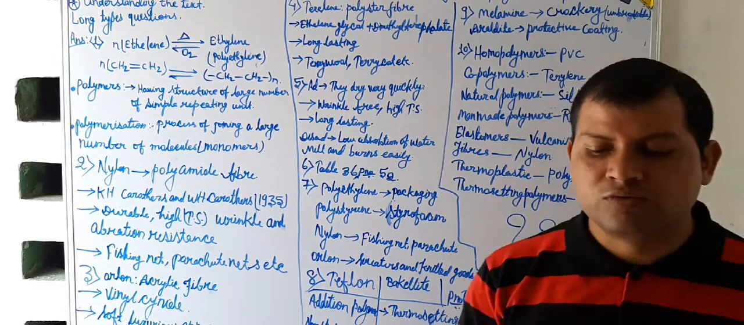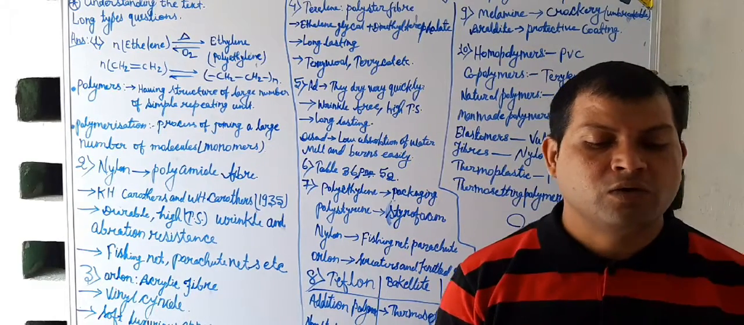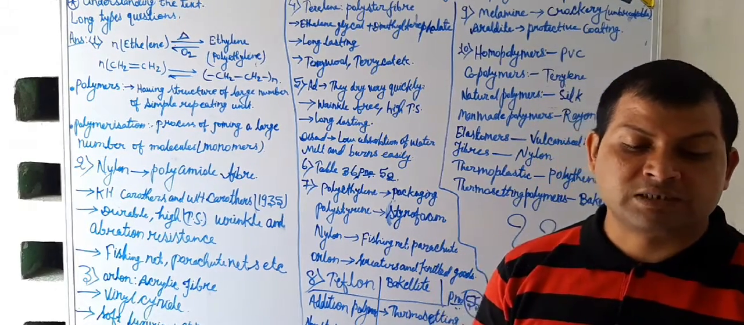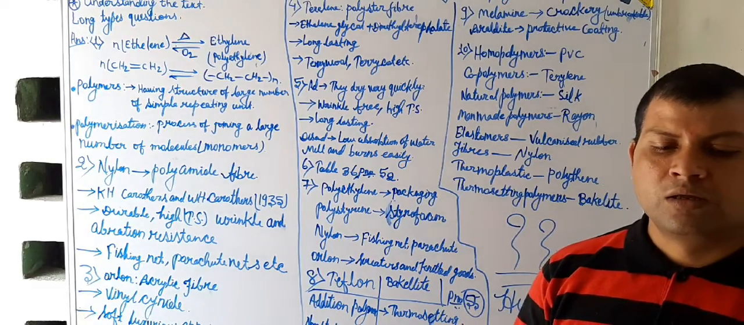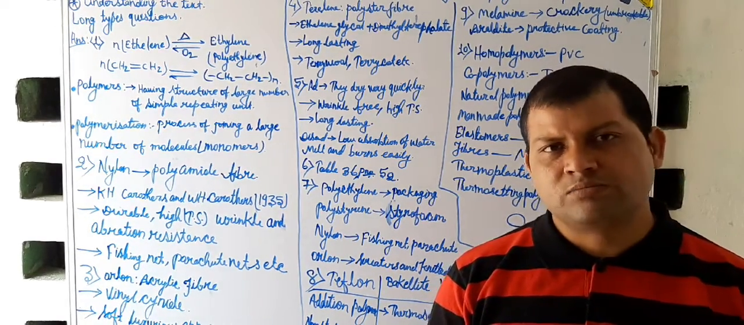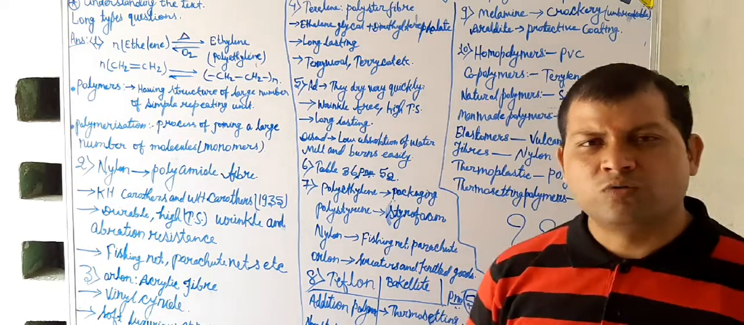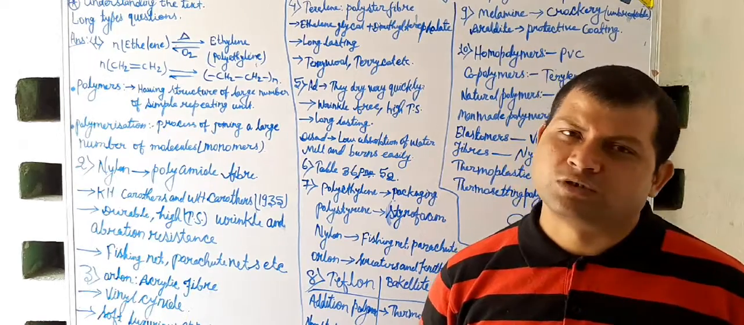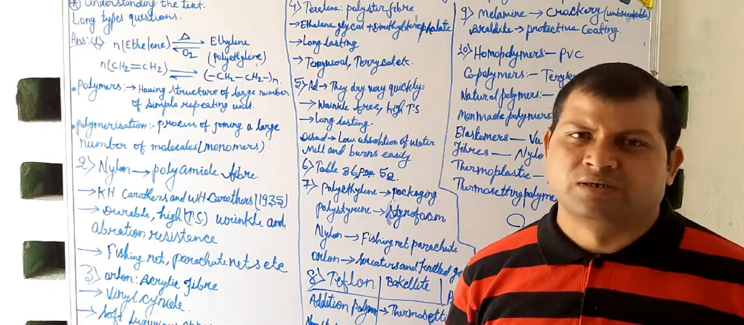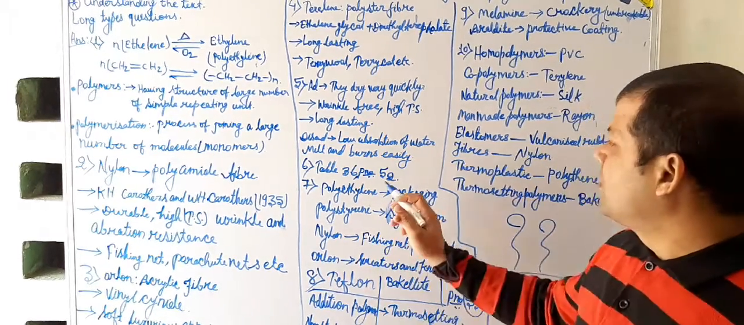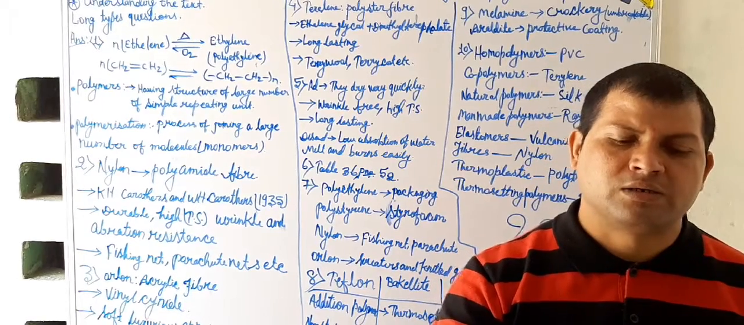Now move towards question number 6. Here it is asked: what are thermoplastics and thermosetting plastics? Discuss the differences between them. So first of all, you should know what thermoplastics and thermosetting plastics are. Both are the fibers obtained on the basis of what?